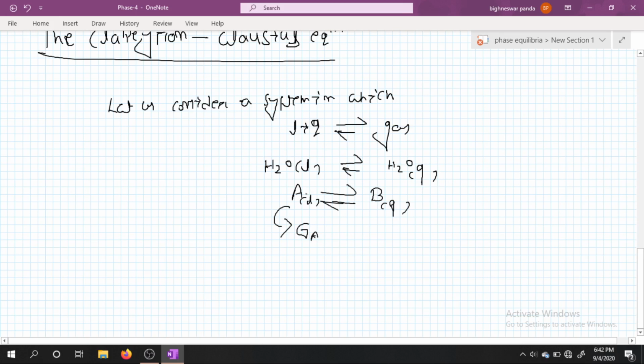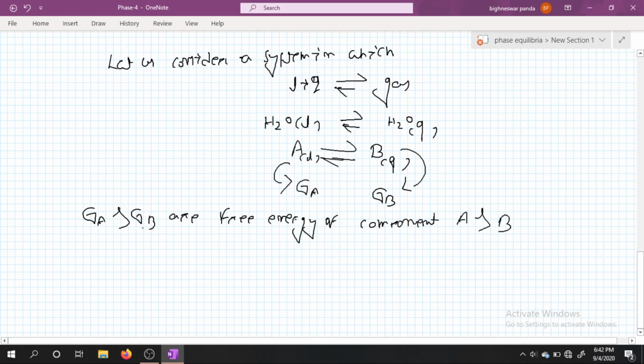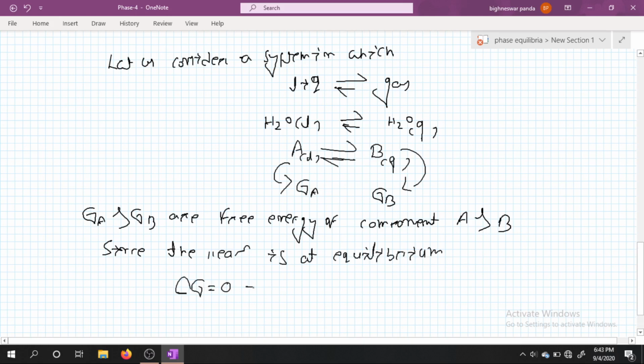Let GA be the free energy for phase A, and GB the free energy for phase B. GA and GB are the free energy of component A and B. Since the reaction is at equilibrium, I can say that delta G equal to 0, or GB minus GA equal to 0.